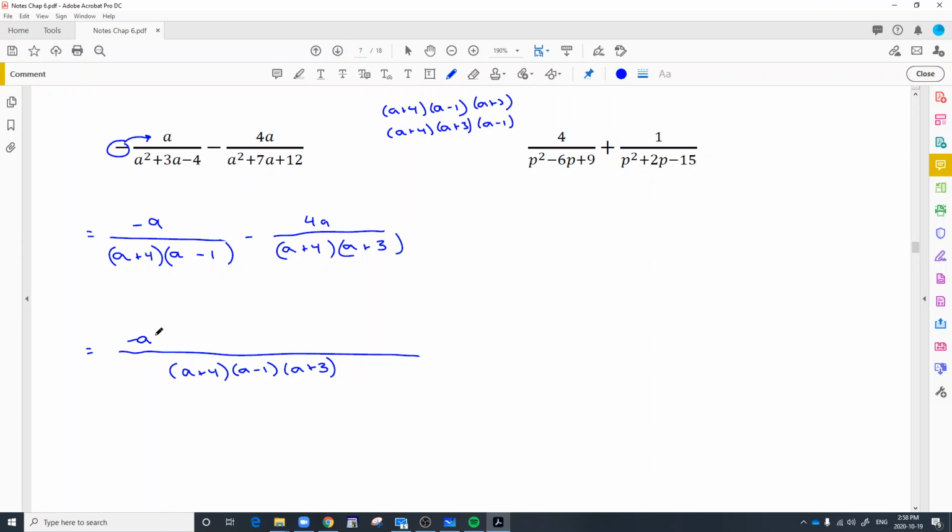So you've got your -a that you're going to get multiplied by something, and you've got your -4a that's going to multiply by something. So the -a is going to multiply by that missing a plus 3, and the -4a is going to multiply by that a minus 1. Now the only drawback of this method I see, and I'm only going to mention this once, is that I see people going, oh, a minus 1, now it's gone.